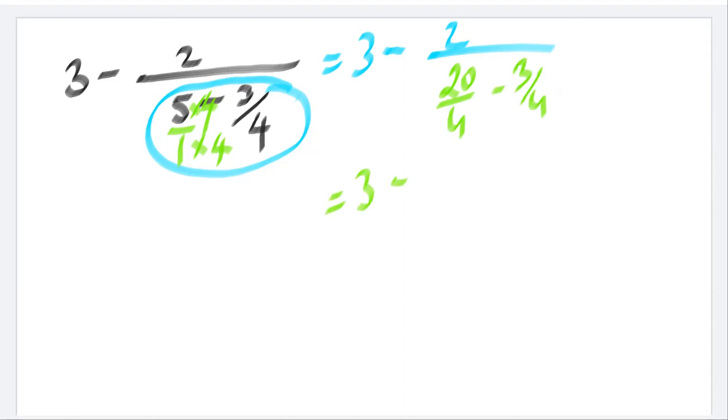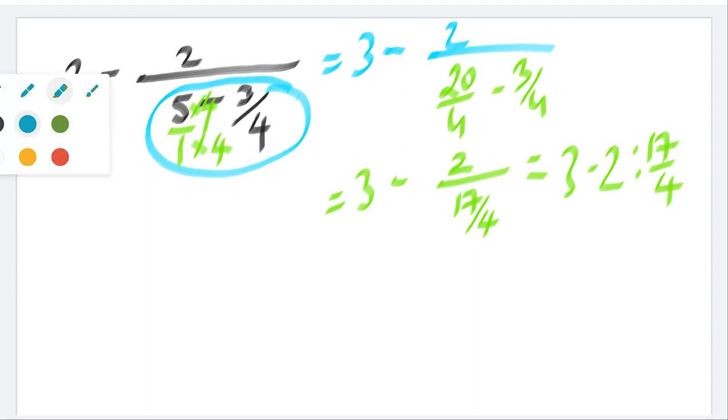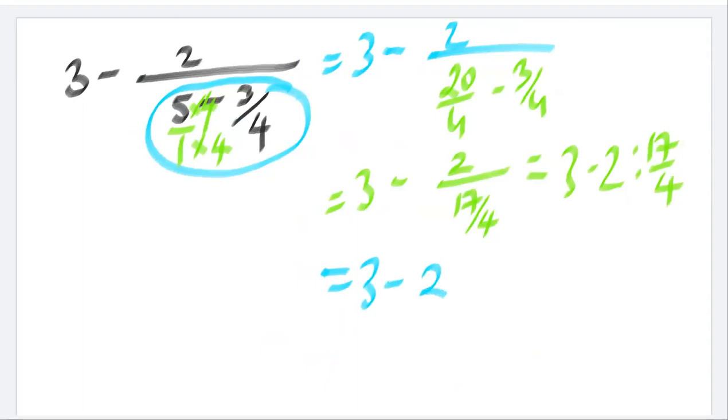Now, if we simplify this, 20 minus 3 is 17 over 4. Remember this division, so this is the same as 2 divided by 17 over 4. For division, what we do is we keep the first one the same, change into multiplication, and flip the second one. So let's simplify more. Minus 2 times 4, 8 over 17.